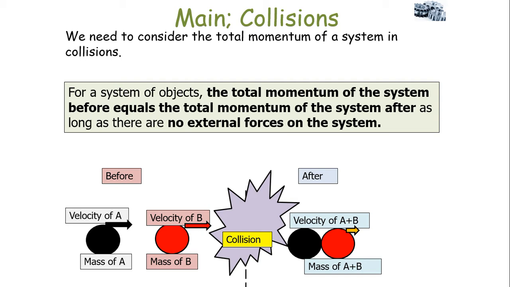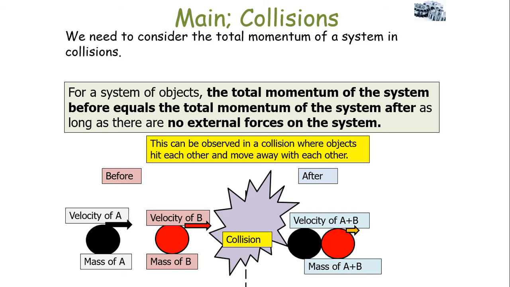Now we need to consider the total momentum of a system in a collision. Now for a system of objects, like we said before, the total momentum of the system before equals the total momentum of the system after, as long as there's no external forces on the system.